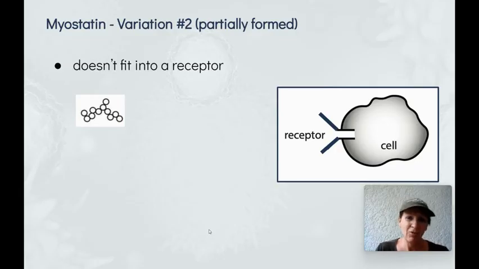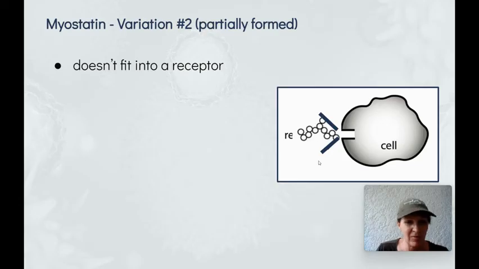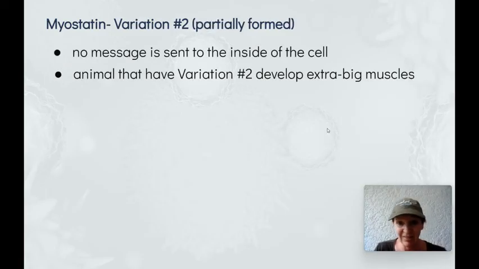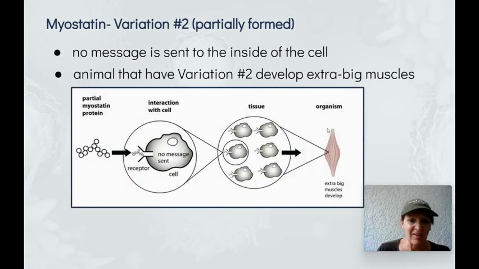The partially formed myostatin, variation 2, turns out it doesn't fit into the receptor. The receptor has this sideways V shape, and when the myostatin protein number 2 tries to fit, it can't. What that means is the message is not sent to the inside of the cell. And when the muscle tissue develops, you actually get these extra big muscles forming.